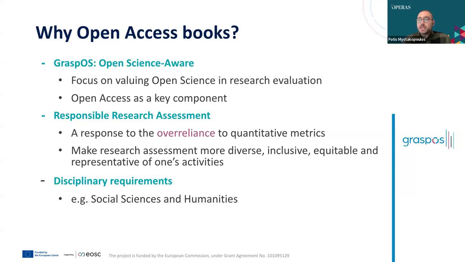Effectively, to make research assessment more diverse, inclusive, equitable, and just, and demonstrate the breadth and depth of activities of researchers, which goes far beyond just publishing research articles. And what about open access books and specific disciplines? There is a lot of emphasis from the social sciences and humanities that we need to make sure that open access books, and books in general, are more visible in research evaluations, because this is a fundamental way by which SSH scholars publish.